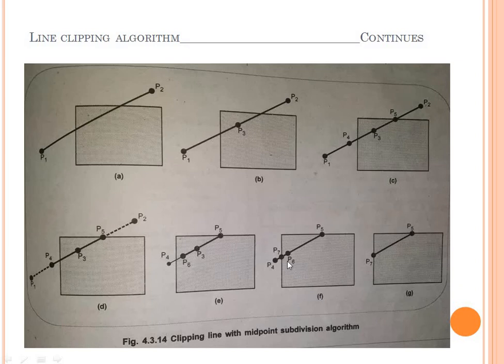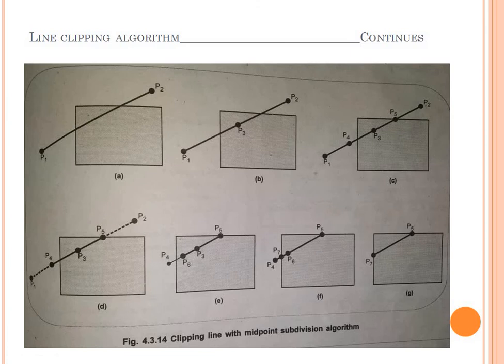Then again we observe that P6 P3 is completely visible, whereas P4 P6 is partially visible. Thus we apply the subdivision formula to P4 P6 and find the midpoint. P7 is the midpoint of P4 and P6. Then again we test the visibility: P7 P6 is completely inside, and also P6 P5 is completely inside of this clipping window.